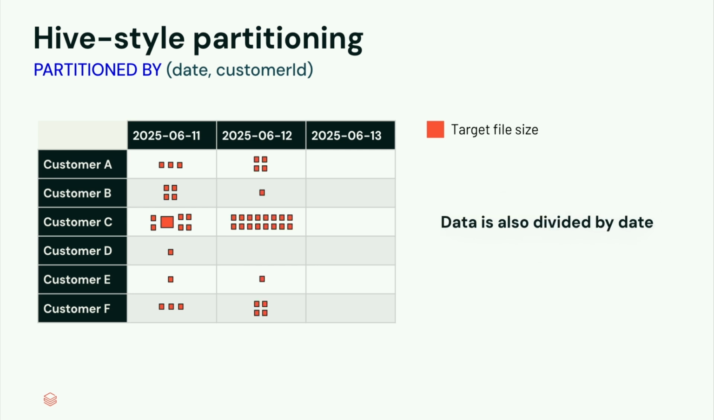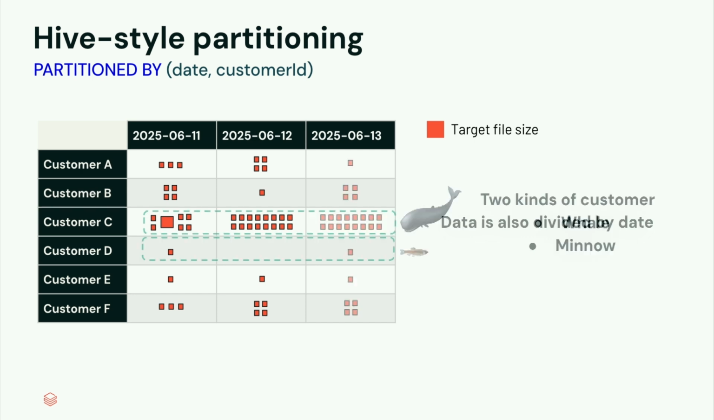And if you repeat this for one more day, you also see that even with respect to date, you have non-overlapping data ranges. But after ingesting for 3 days, you may start observing a pattern where some of your customers are like whales, where there's a lot of files in their partitions. And some customers are minnows, where there's only one file or no file in some of their partitions.